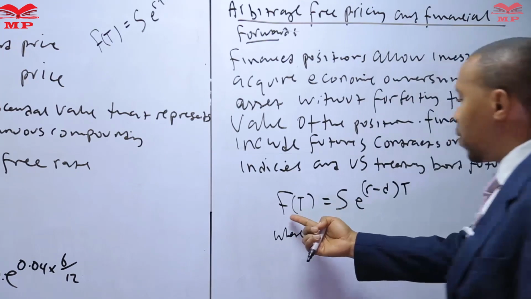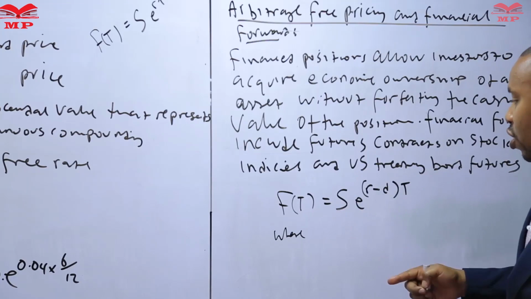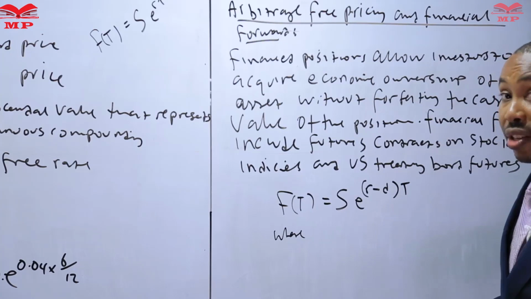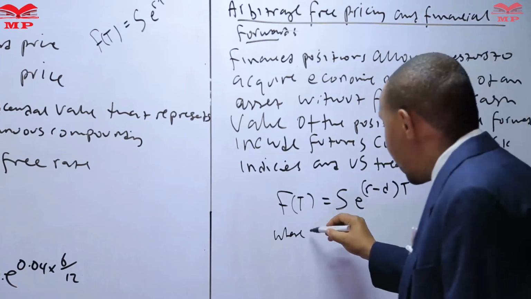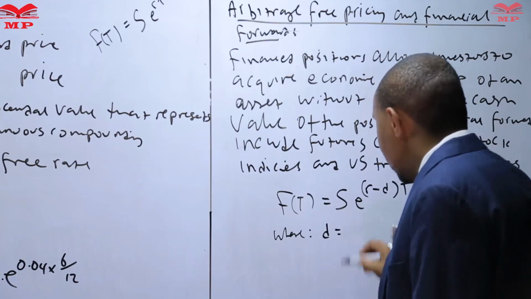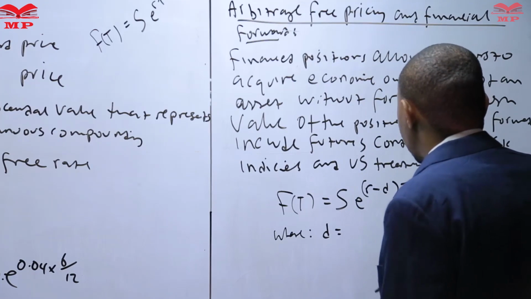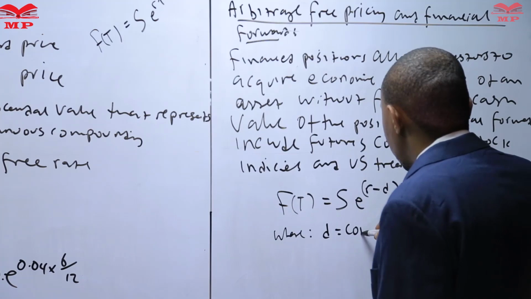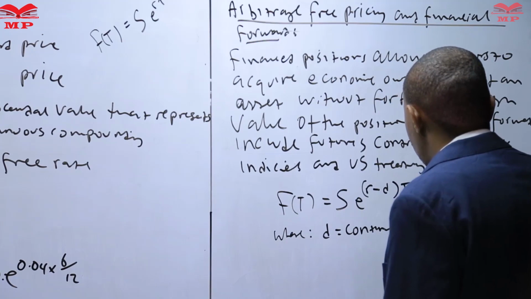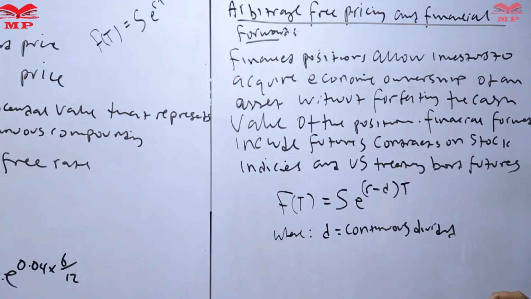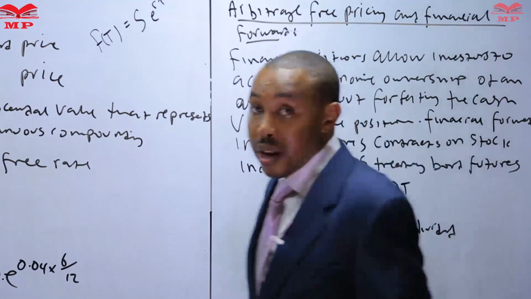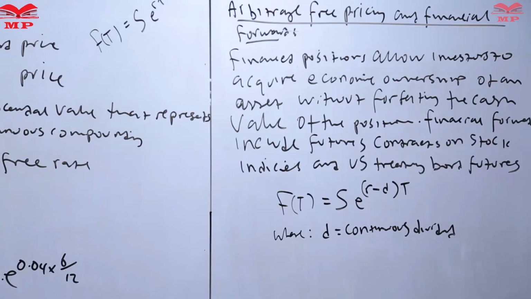Where FT is the forward price, S is the spot price, e is the transcendental value, R we've already said is the risk-free rate, and T is the time component. Now we define only what we've not defined. D is the continuous dividend yield. That is the only element that we need to describe. And in so doing, we now need to look at an example that can highlight that component. So the example reads as follows.